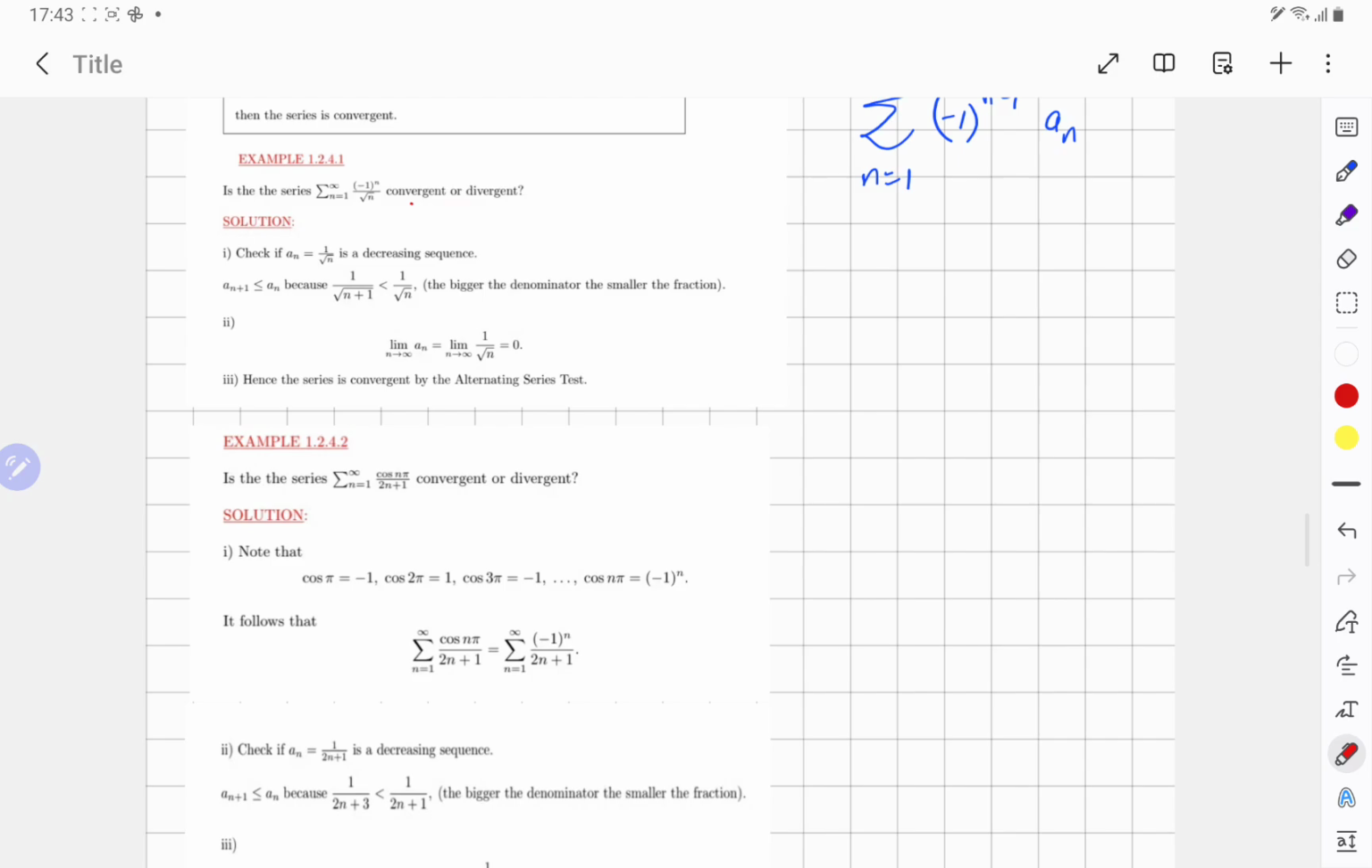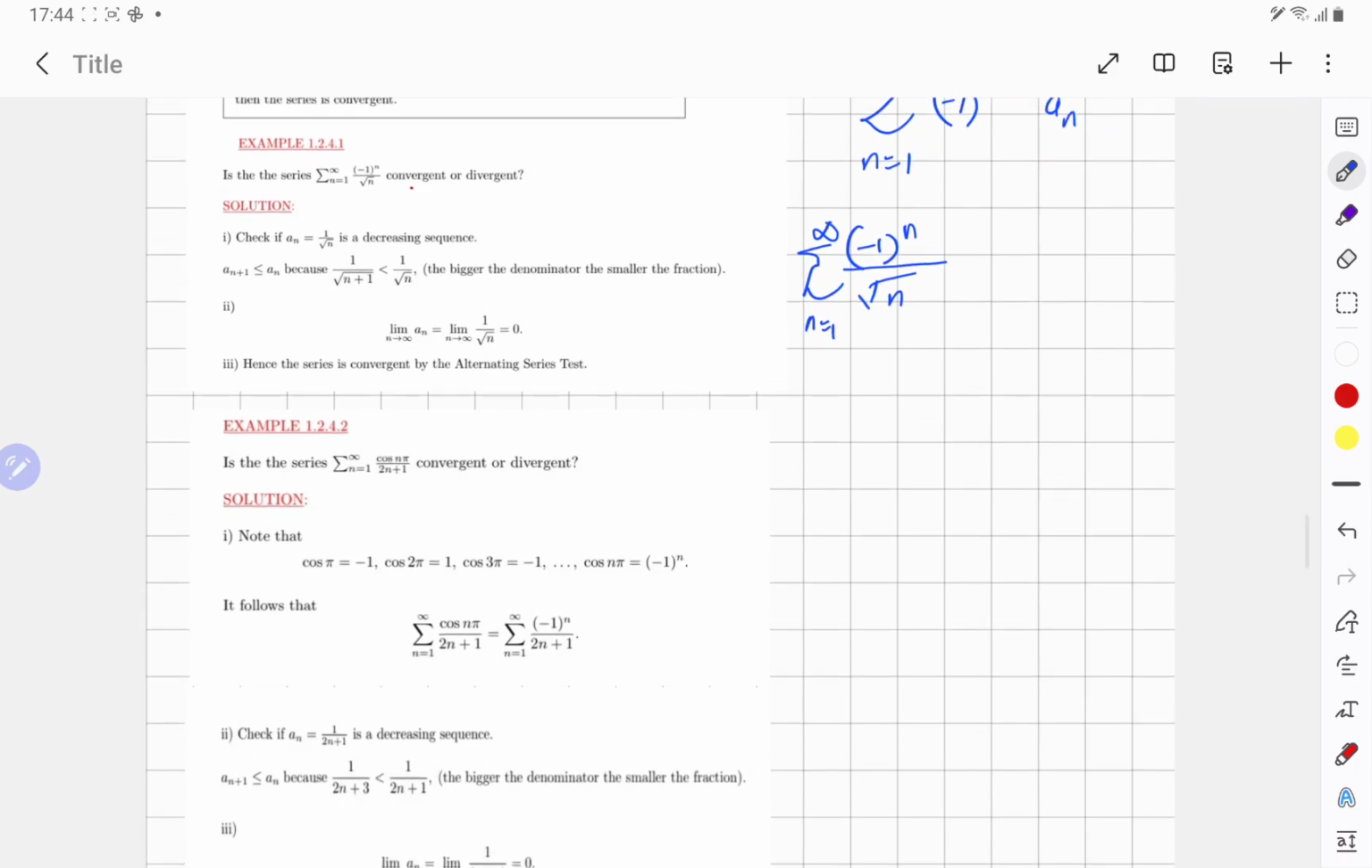So let's look at our first example. You can all see here, since we have (-1)^n, it looks like we can maybe use the alternating series test. So what's the first condition? We need to check that a_n = 1 over root n is decreasing. We need to check this.